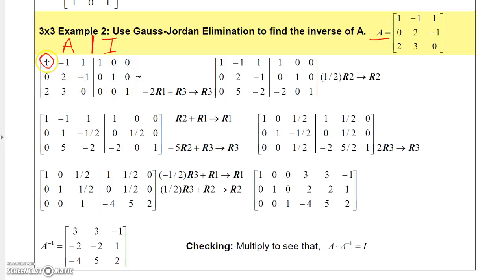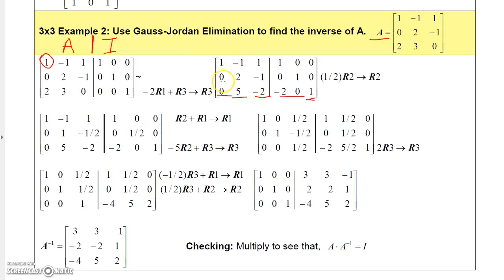Well, minus 2 times 1 is minus 2, and then minus 2 plus 2 gives me 0. Minus 2 times minus 1 is plus 2, and plus 2 plus 3 gives me 5. Minus 2 times 1 is minus 2, and minus 2 plus 0 gives me minus 2. Minus 2 times 0 is 0, and 0 plus 0 is 0. Minus 2 times 0 is 0, and 0 plus 1 is 1.